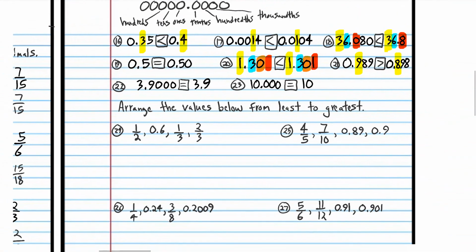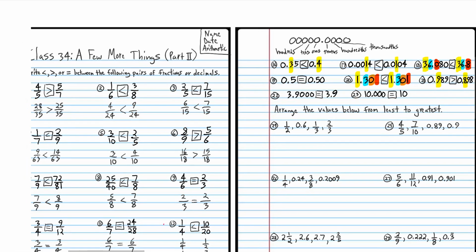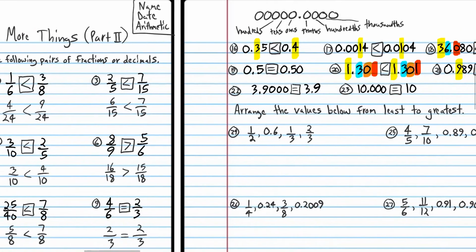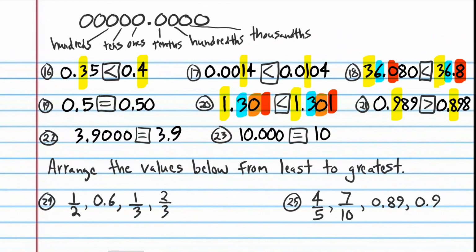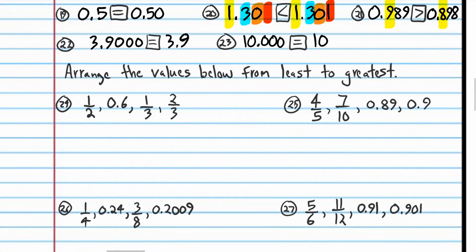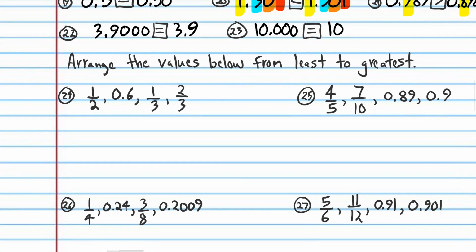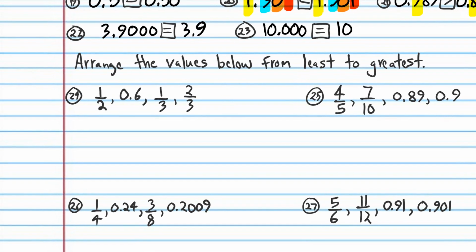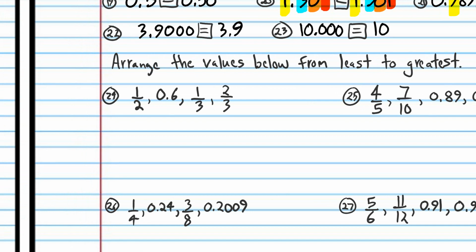All right, so we figured out how to determine which fractions are bigger. We determined how to figure out which decimals are bigger. And now we're going to continue with those concepts. For number 24, we're going to arrange the values from least to greatest. So we have to take all these values and determine which one's the smallest and which one's the biggest, and so on and so forth.